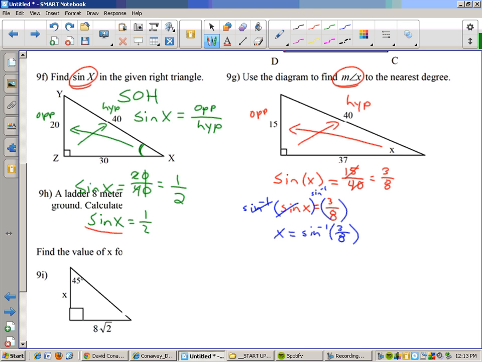Plug that into your calculator. I can't do that in my head. What was it? 22.1 degrees. Approximately 22.1 degrees. Don't forget about that shift sign button for sine inverse.